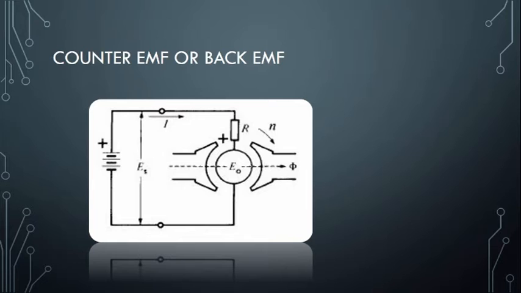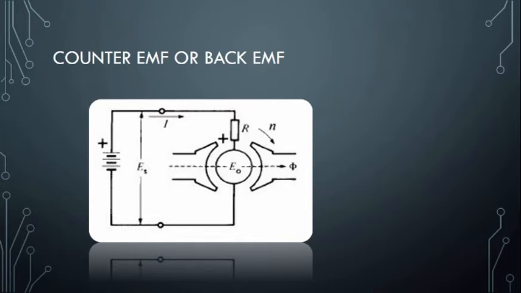Now we know that when a coil cuts a magnetic field, or cuts flux, an EMF will get induced in that coil, right? Here we have a coil, and we also have a magnetic field. What happens when it starts rotating and cutting the flux? Yes, you guessed it right, an EMF will get induced in the conductors of this armature, and this extra EMF is called counter EMF or back EMF.